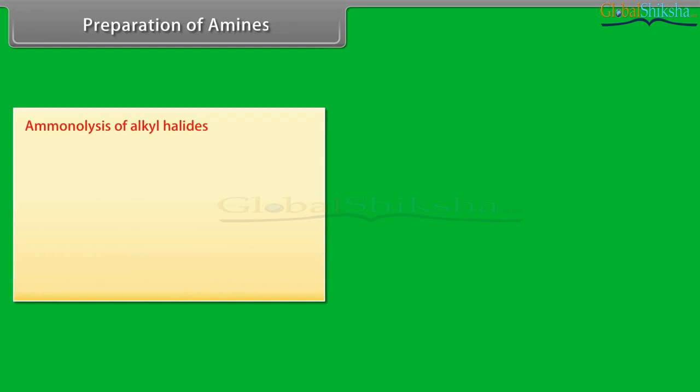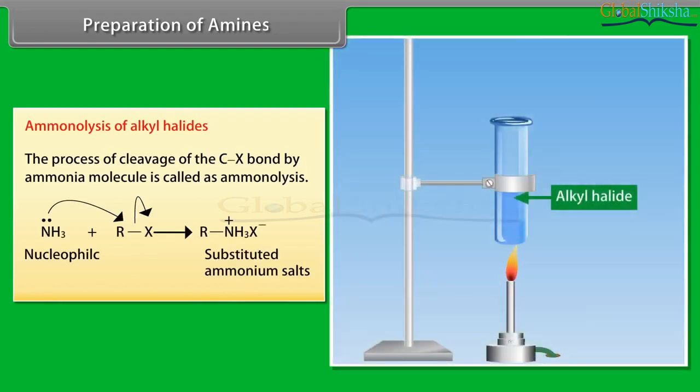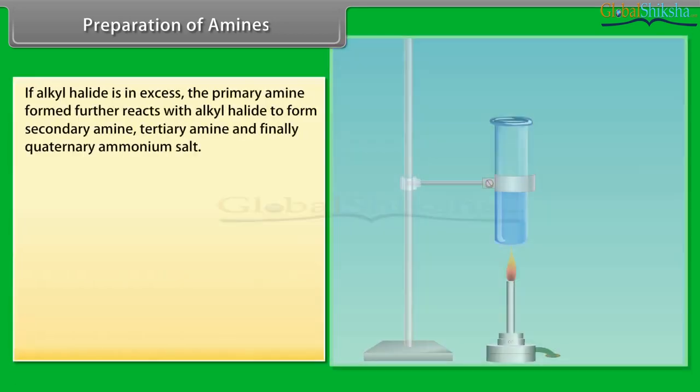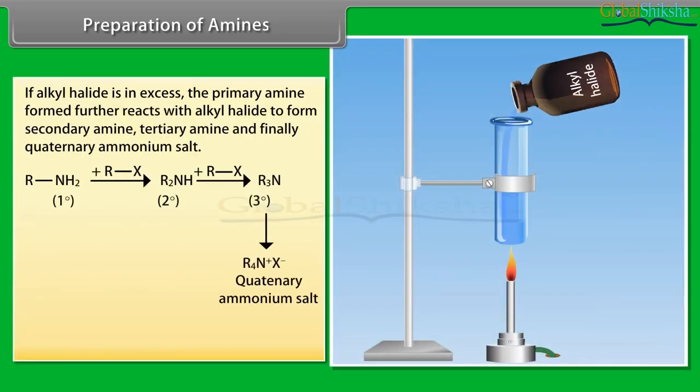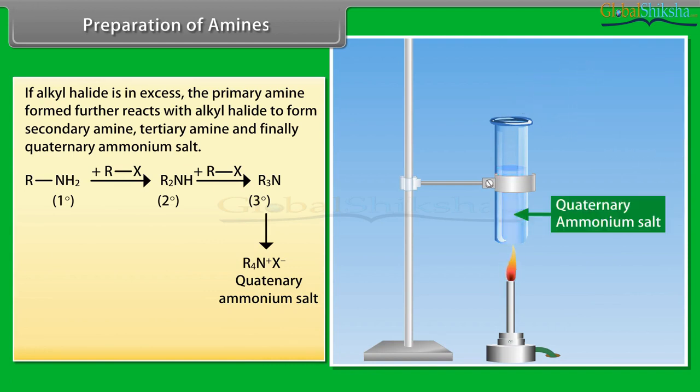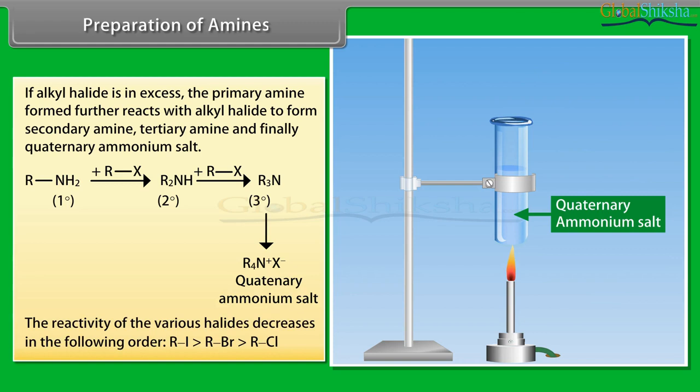Ammonolysis of alkyl halides. The process of cleavage of the C-X bond by ammonia molecule is called as ammonolysis. If alkyl halide is in excess, the primary amine formed further reacts with alkyl halide to form secondary amine, tertiary amine, and finally quaternary ammonium salt. The reactivity of the various halides decreases in the following order, that is RI followed by RBr followed by RCl.